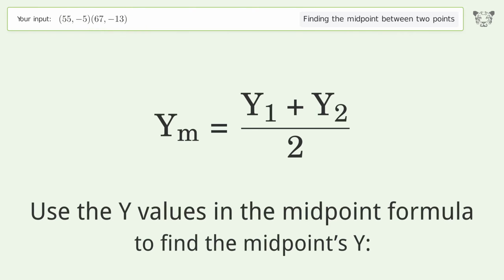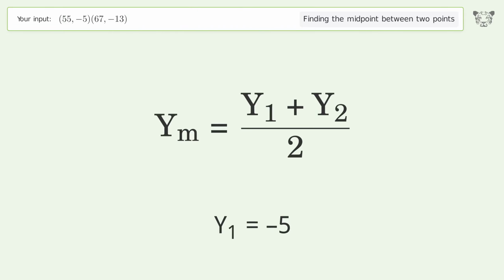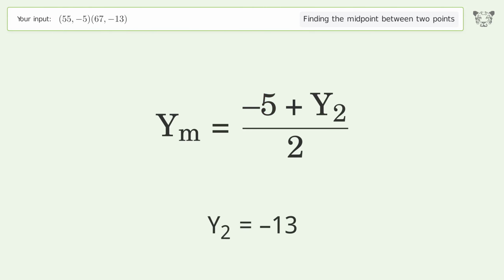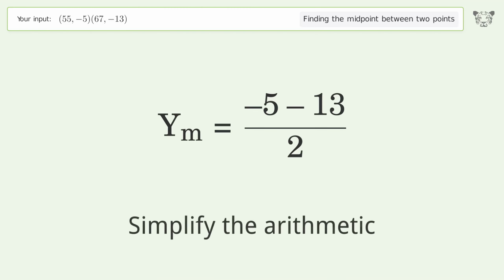Use the y values in the midpoint formula to find the midpoint's y. y1 equals -5. y2 equals -13. Simplify the arithmetic.